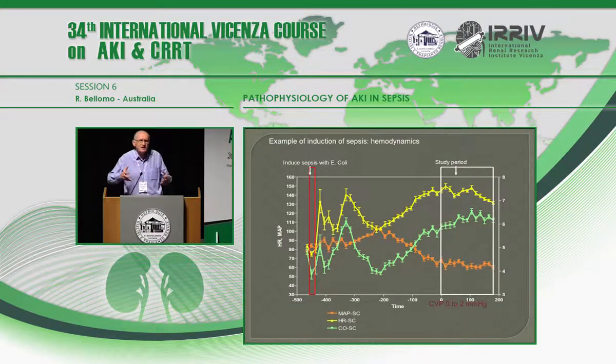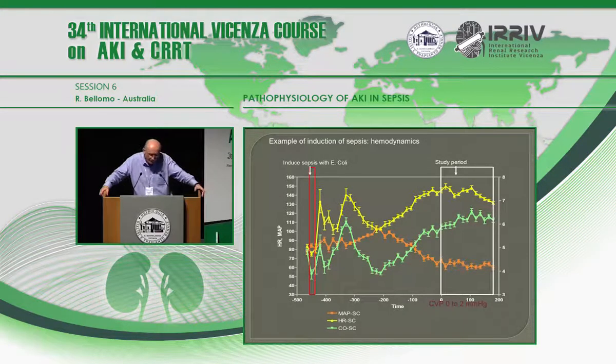This is a representation of how the model works. We induce a septic model by administering intravenous E. coli to sheep, and you can see sheep are all instrumented chronically, so we were able to continuously measure every heartbeat, both the mean arterial pressure, the heart rate, the cardiac output, and as I will show you later, the renal blood flow through a transit time flow probe on the renal artery.